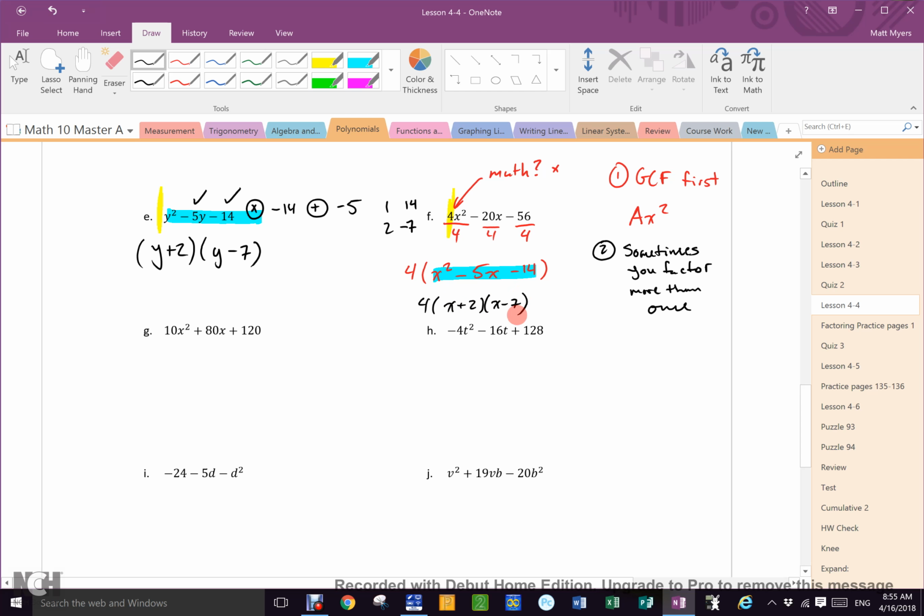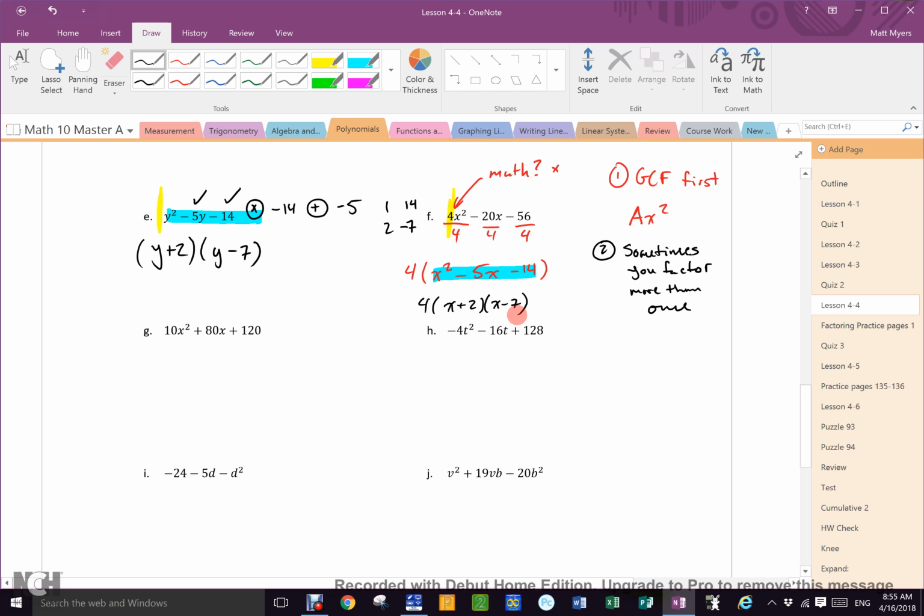All right. Look at G. Tell me what you don't like. I don't like the 10. So I got to get rid of it. What gets rid of times 10? Divide by 10. Where does the 10 go? To the front. And what goes in the brackets now? I know, it's tough. What goes in the brackets now? All these answers. X squared plus 8x plus 12.